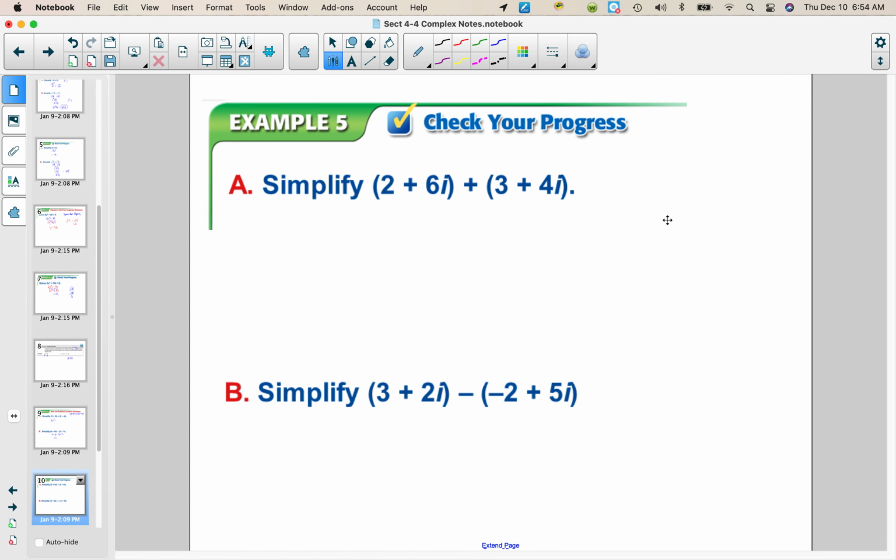So go ahead and pause it and you try these. So here on this first one, you would get 5 plus 10i. Here, it's worth taking the step to distribute. We're going to have a plus 2 and a minus 5i. 3 plus 2 is 5. 2i minus 5i, we get a minus 3i.